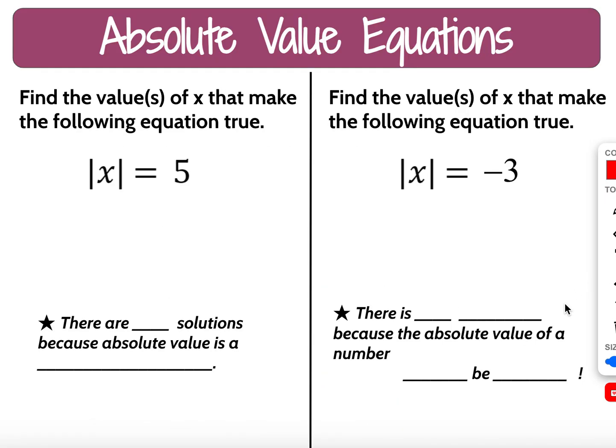Okay. So moving along here, we're just going to look at two different absolute value equations. And right here, this is similar to what we just did. It's saying find the values of x that make the equation true. And being that we know that the absolute value of 5 is equal to 5 units away from 0, but it's also true that the absolute value of -5 is also equal to 5 units away from 0.